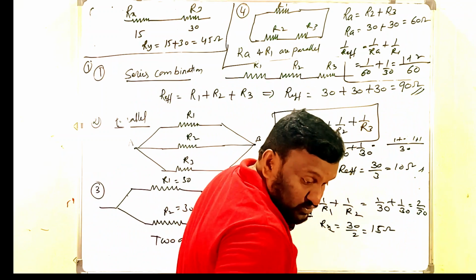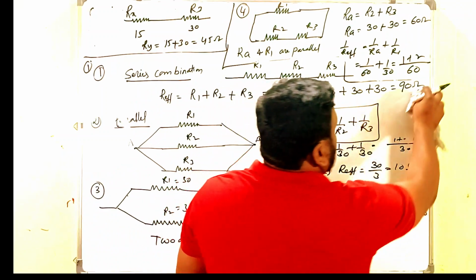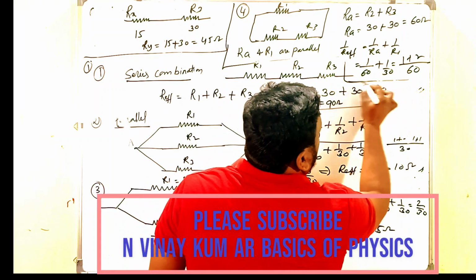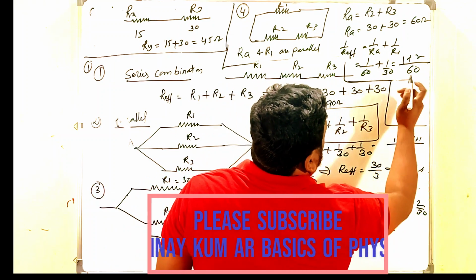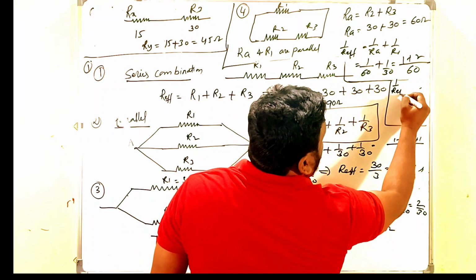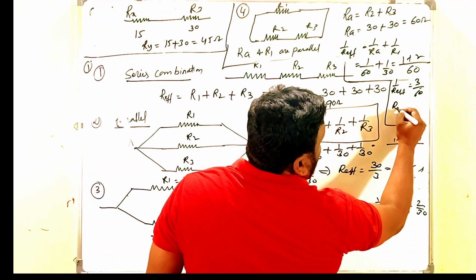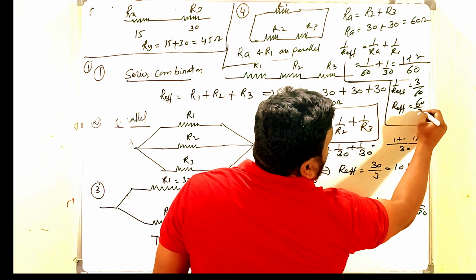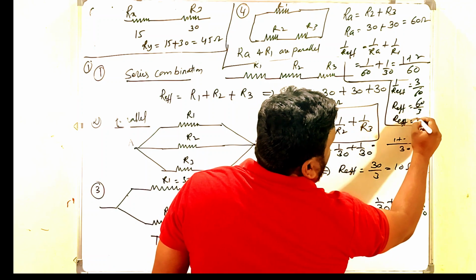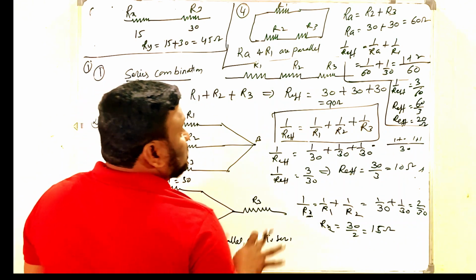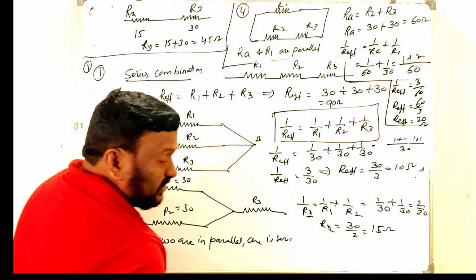We need some space, so I am going to drag this here. So 1 by R effective is 1 plus 2, which means 3 by 60. Then R effective is 60 by 3, which is 20 ohms. So children, this is the solution.